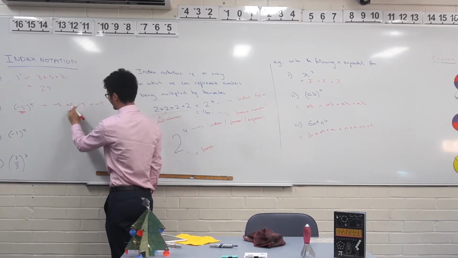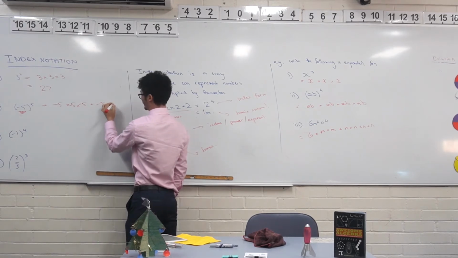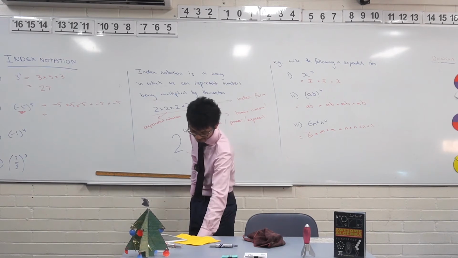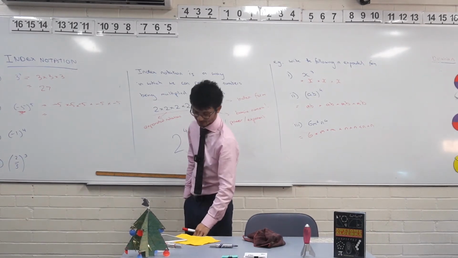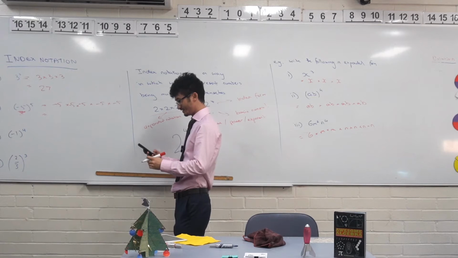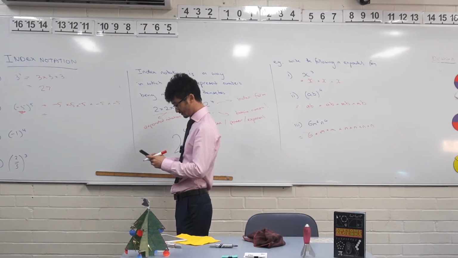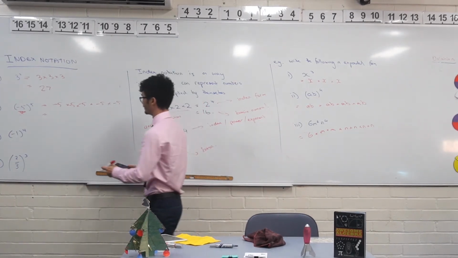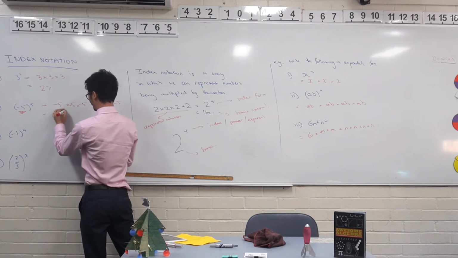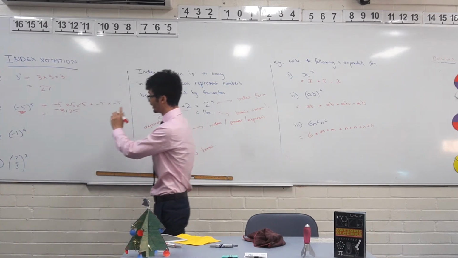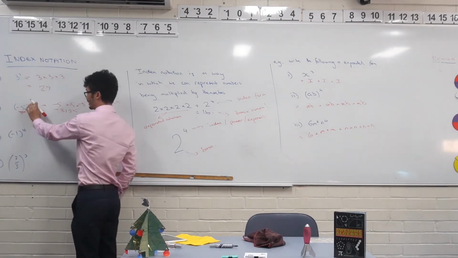So -5 times -5 times -5 times -5. One more time, times -5. This one, I can't quite do in my head. So I am going to rely on my trusty calculator. Oh, it's a pretty big number. -3125.